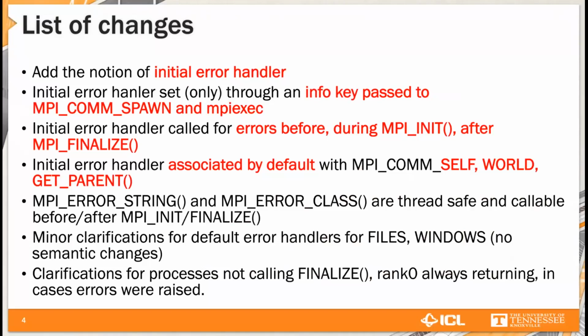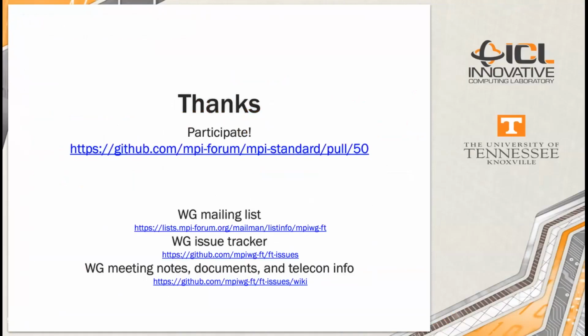And there's also in this ticket a clarification about what it means for MPI finalize if some processes are not calling MPI finalize because they encountered an error or a failure, and what it means that there are failed processes for rank 0, which has to always return from the errors. So that's it for the general description. And now I will move on to the text itself, if that's okay with people.